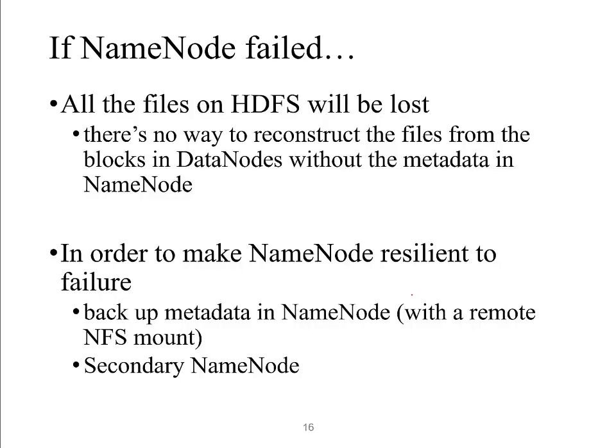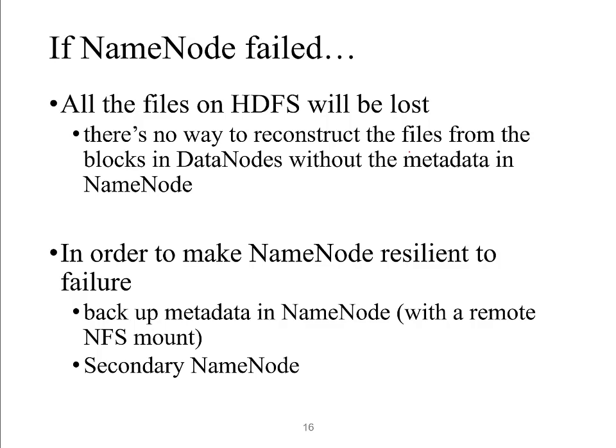As I mentioned before, the computers could fail. So when the name node fails, all the files on HDFS will be lost, because there's no way to reconstruct those files from the blocks without the metadata in name node. For this reason, it is important to make the name node resilient to failure.